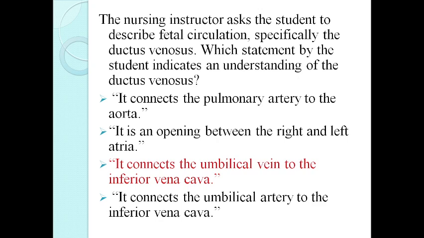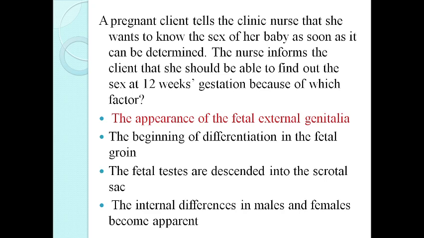So the ductus venosus connects the umbilical vein to the inferior vena cava, and the foramen ovale is a temporary opening between the right and the left atria, and the ductus arteriosus joins the aorta and the pulmonary artery. These three connections are very important in fetal circulation, and they are important questions.